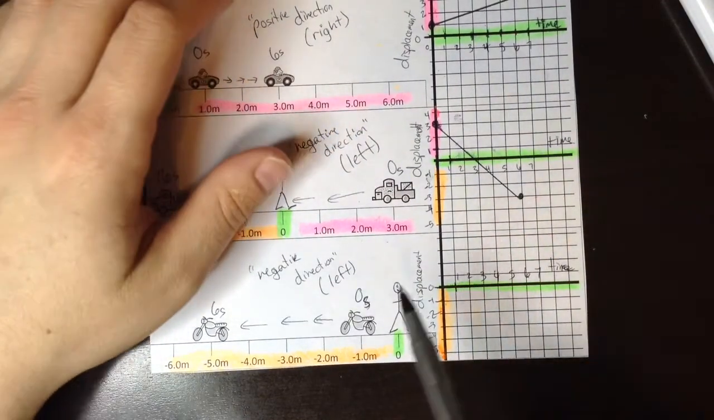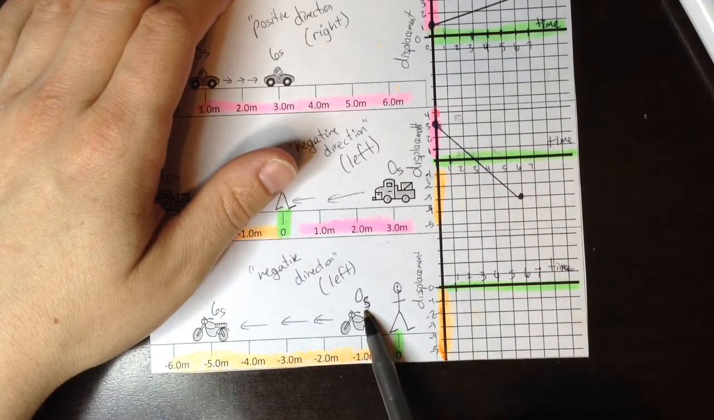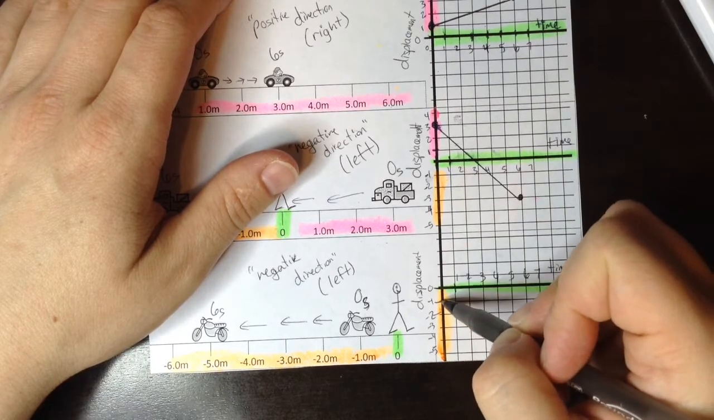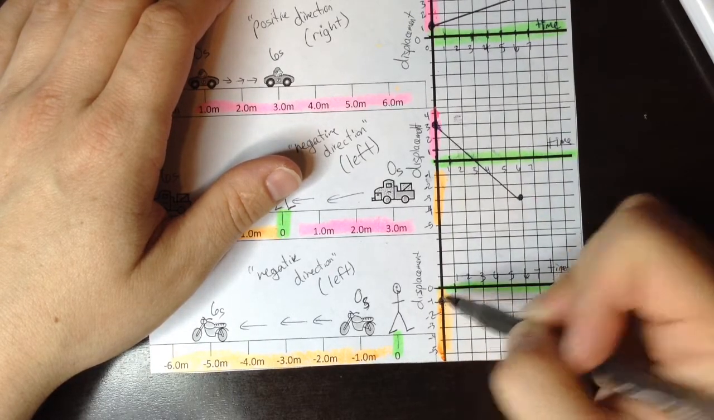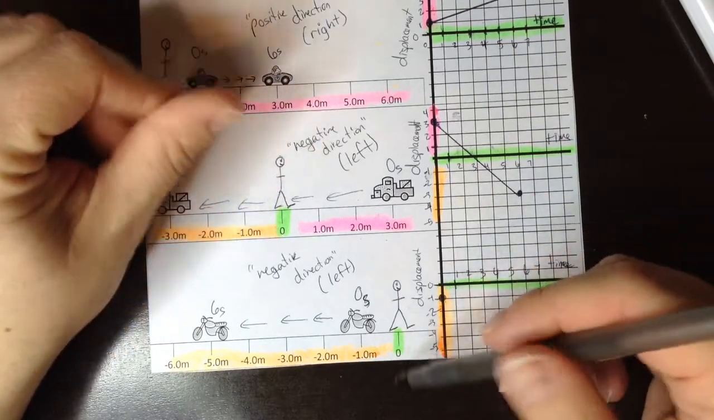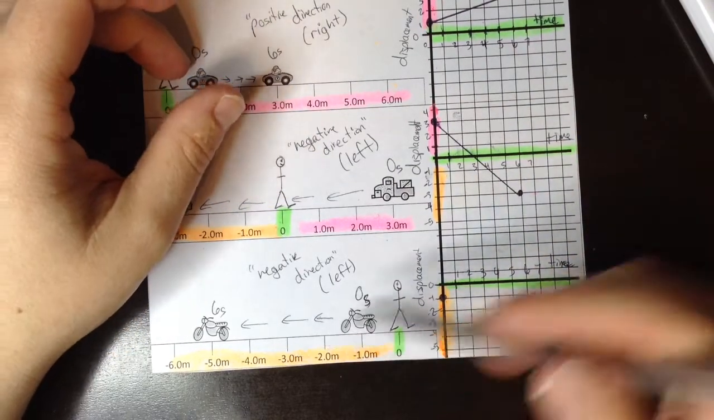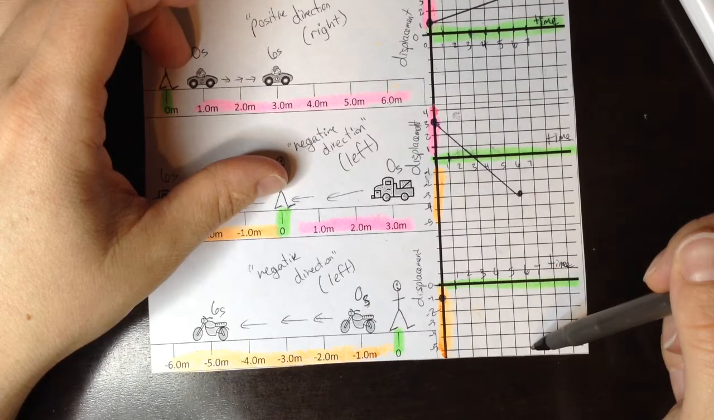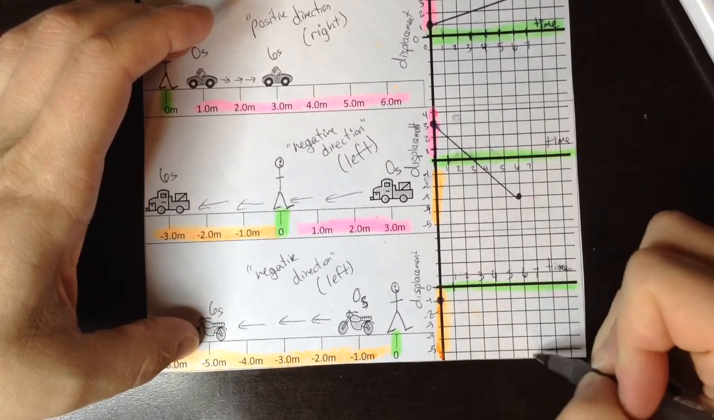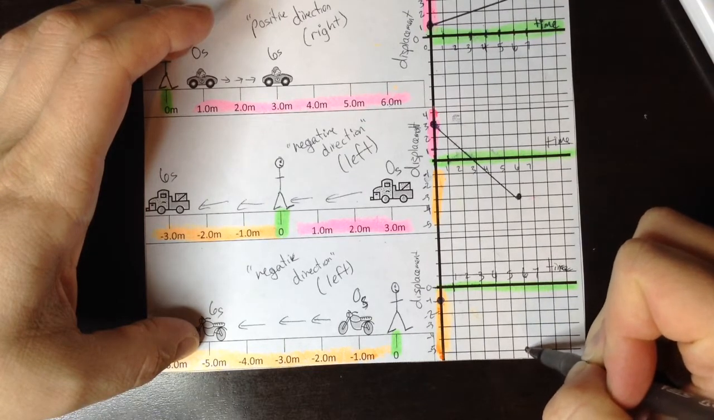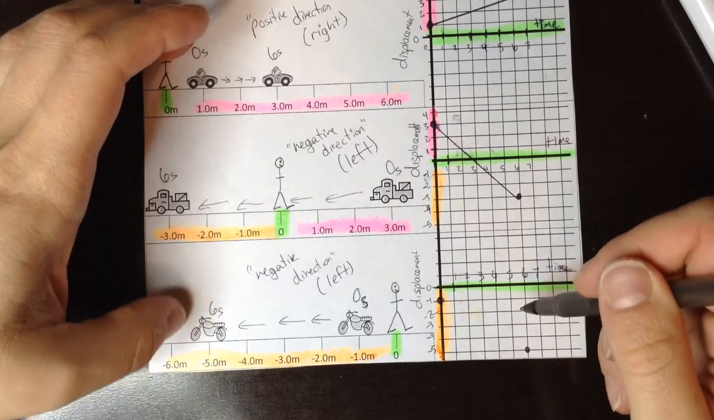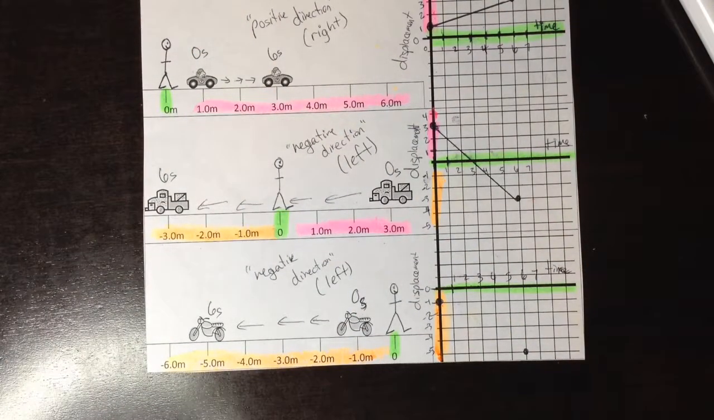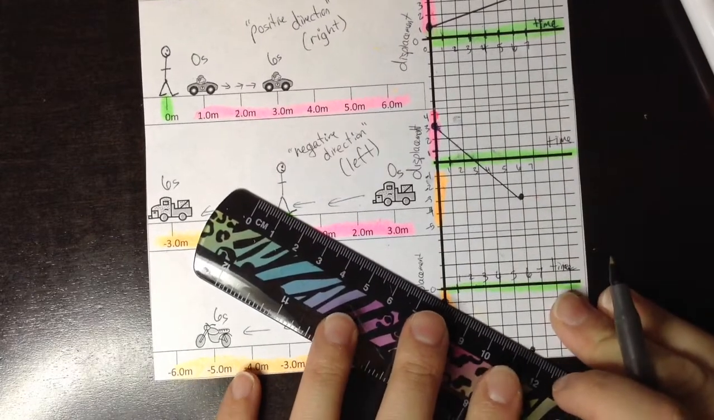At a time of 0 seconds, the motorcycle was at a -1 position. So 3, 2, 1, 0 seconds, -1 displacement from the reference point. And at 6 seconds, 1, 2, 3, 4, 5, 6 seconds, a -5 displacement. So at 6 it is at -5. Connect the dots.